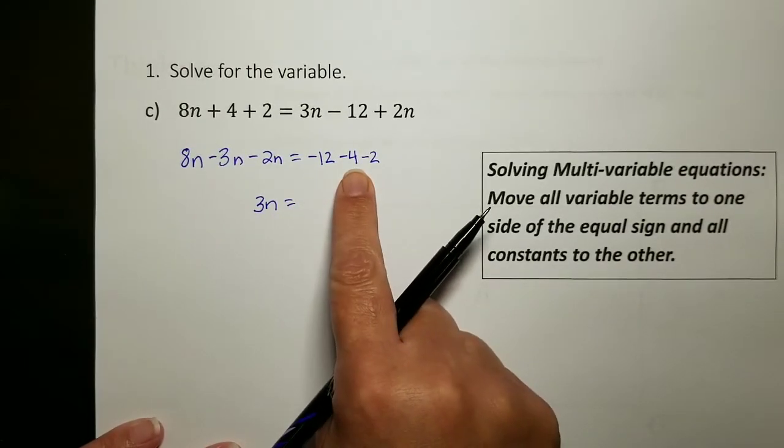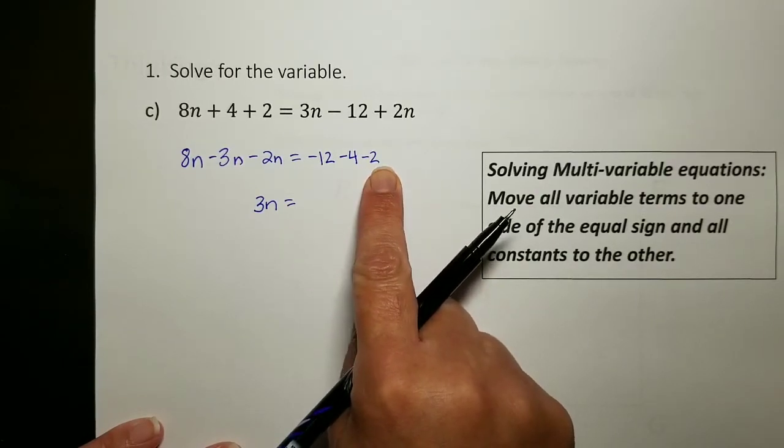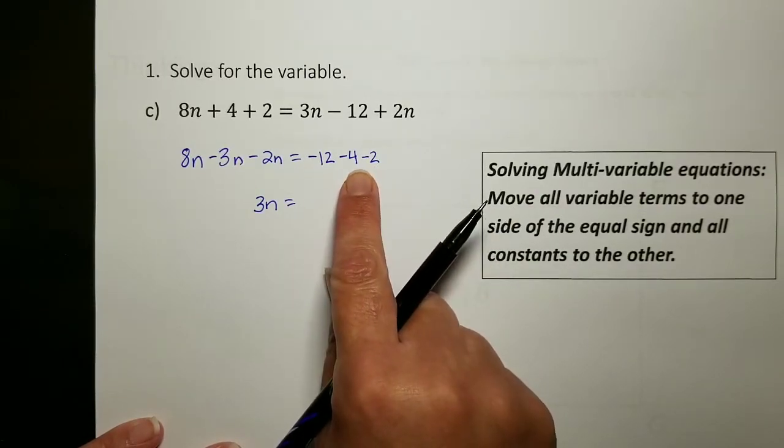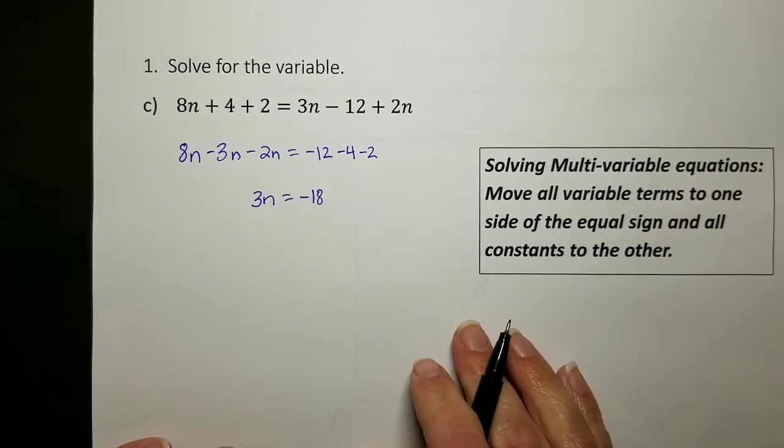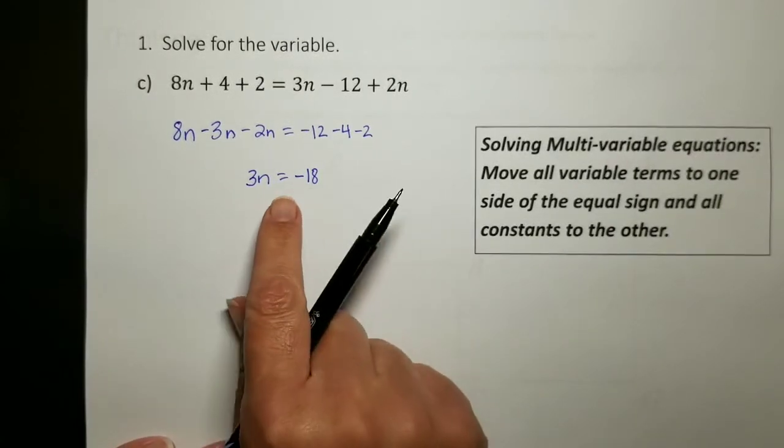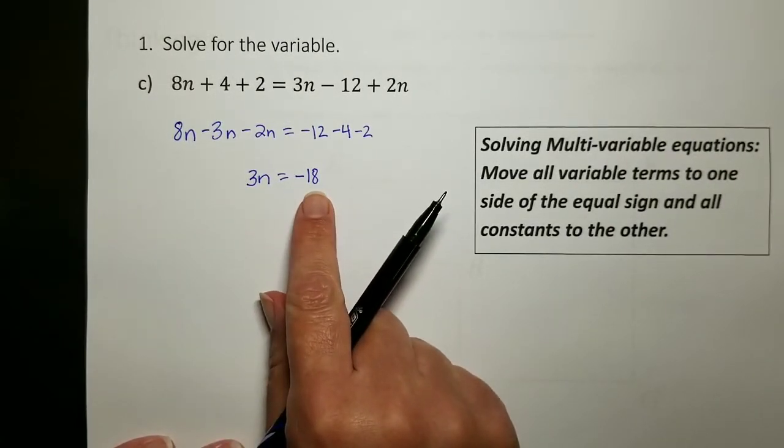Negative 12 minus 4 minus 2 more. So think about your number line. Negative 12 minus 4 is negative 16, minus 2 more is negative 18. So you'll see these equations are actually pretty short to solve once you get the hang of it.